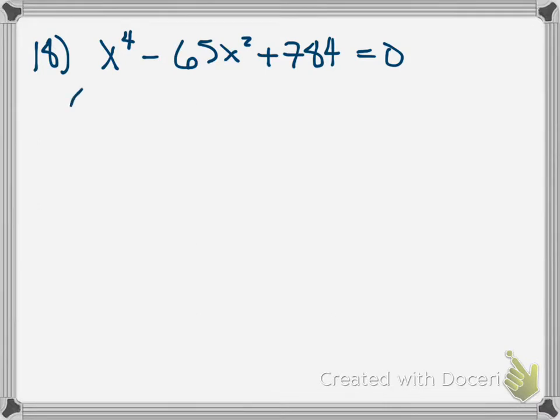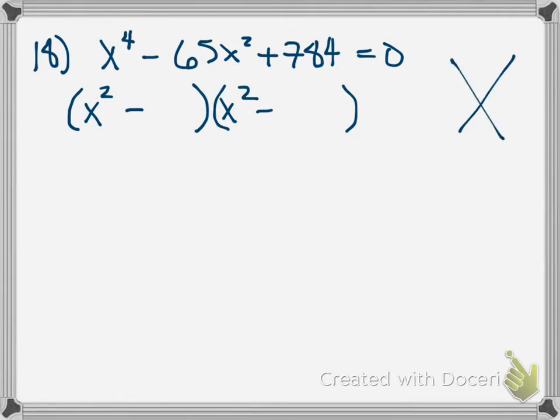Okay, this is in quadratic form, which means you can technically go like this. Split the x to the 4th up into x squared and x squared, minus, plus is a minus, minus. You're looking for 2 numbers that multiply to give you 784 and would add to give you 65. I said subtract, but I meant to add. I actually kind of cheated a little bit and said 49 and 16, because I knew these would have to be squares. So I've got x squared minus 49 and x squared minus 16 equals 0.